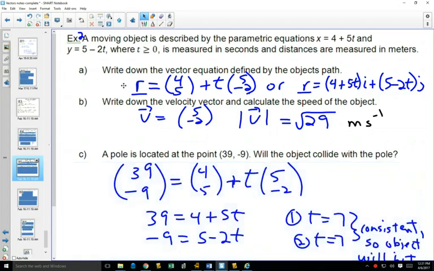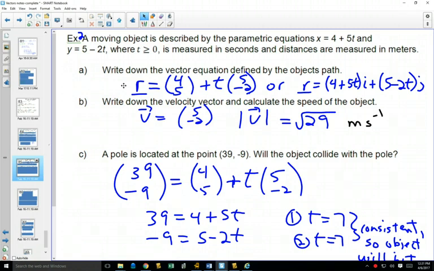If we plug in the 39, negative 9 for r, what we're really trying to find out is: is that point on the line or not? If it is on the line, then there's going to exist a value of t that makes that work. And that value of t is exactly how long after they started they're going to hit that pole.